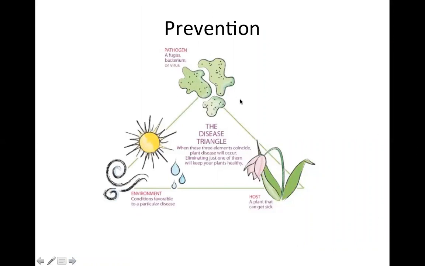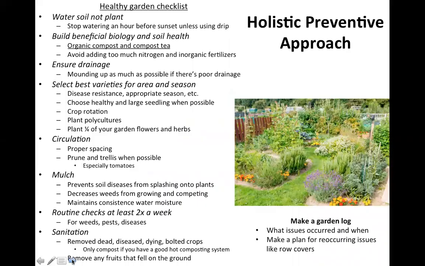Prevention. This is the disease triangle. The idea behind it is you have pathogens, you have host plants, and then you have your environment. The best way to deal with that is to create a healthy environment, a holistic prevention approach. We've already gone through this.